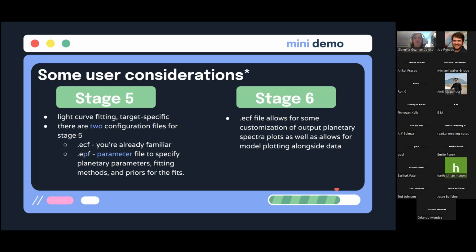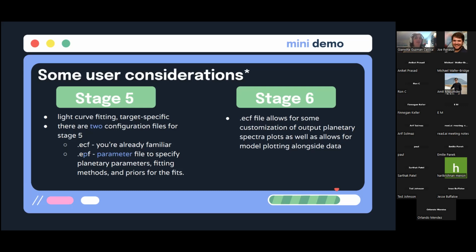For stage 5, this stage works on light curve fitting. So it's very target specific, right? For stage 5, there are two configuration files. There's the ECF that you're already familiar with. This will just tell the pipeline how to run stage 5, and there are useful parameters in there. Don't neglect the ECF file. Go into the ECF file and play around with what's in there.